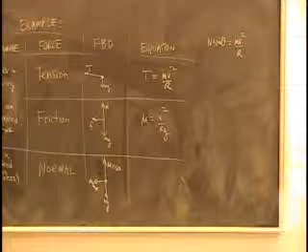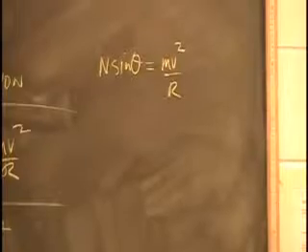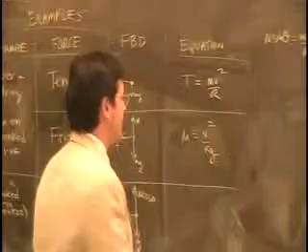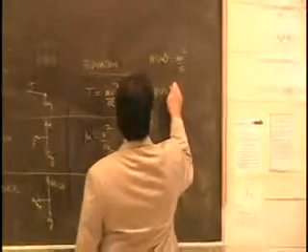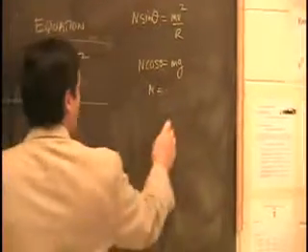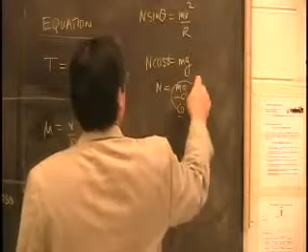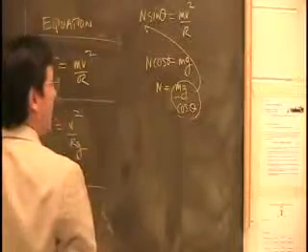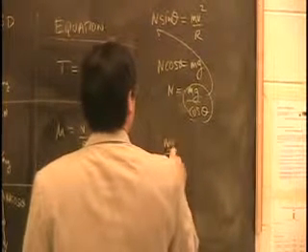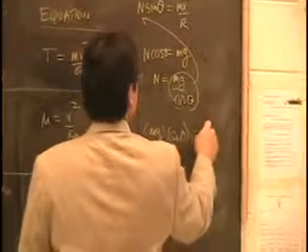That's my first equation. We can put that in here, but I want to go a little bit farther. N cosine is equal to mg, isn't it? So that means that N is equal to what? mg over cosine. If I substitute N into that equation, I get mg over cosine times the sine equals mv squared over r.